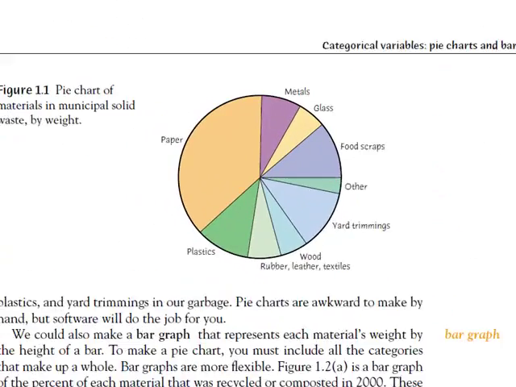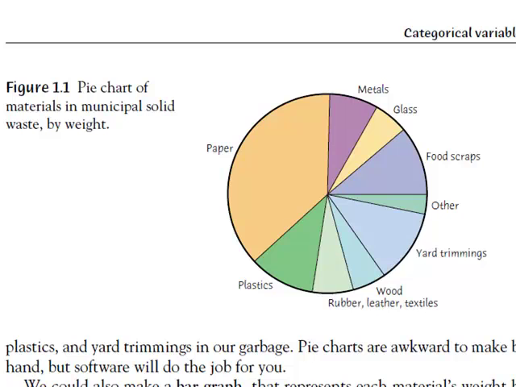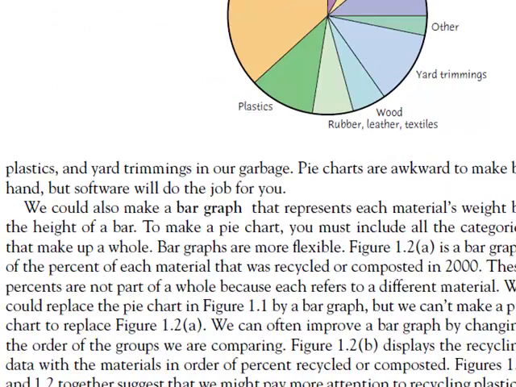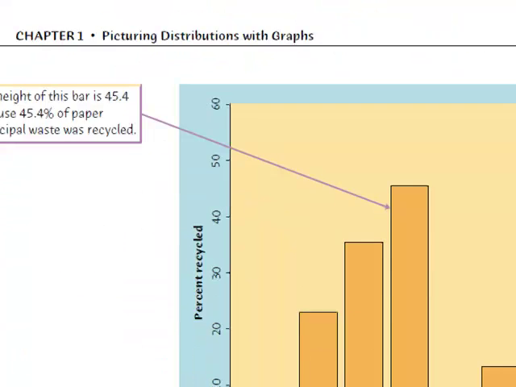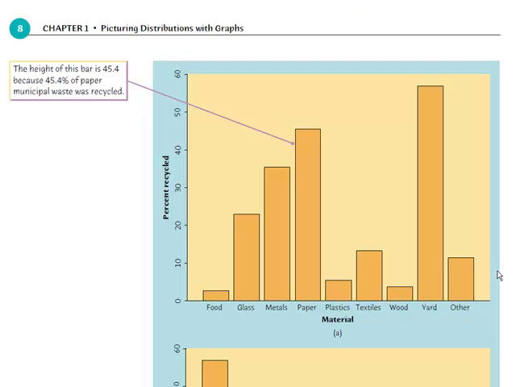Right? So these are the different possible values for the variable called material. And this also shows the so-called distribution of this variable. You can also display the same thing with a bar graph, and that would look like this one. Okay? So this displays supposedly the same information that the pie chart does.